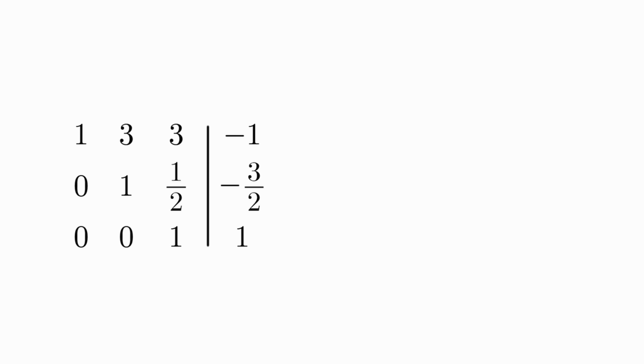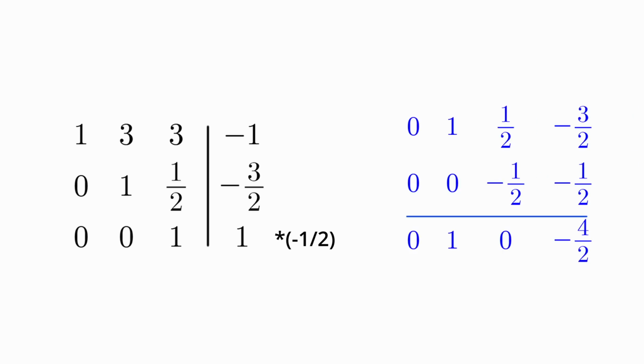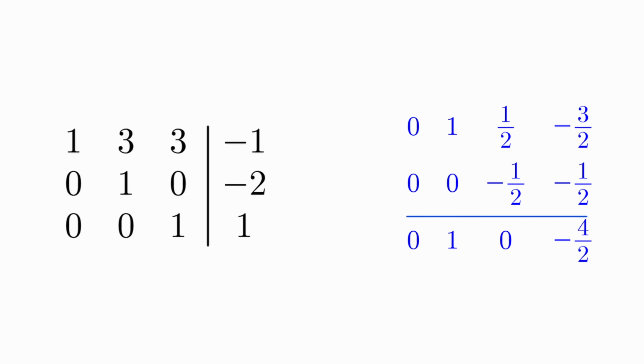Now, we need to turn to 0 this whole column, except for this value, of course. We multiply the third row by -1/2, and then we add these two rows. We get this equivalent and replace the second row with it. -4/2 equals -2, so we can say that the variable y equals -2.